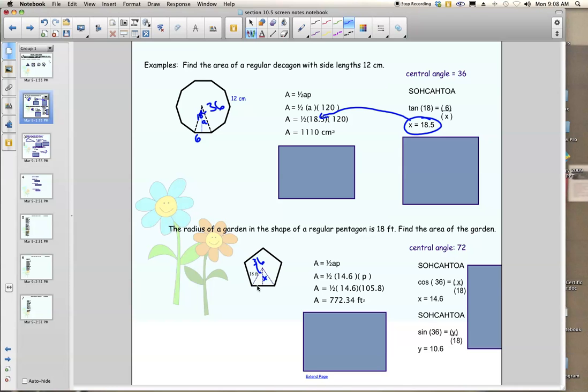I don't know what my side length is yet, but if I could find this value, then I would know what half of my side lengths are. So I would take the sine of 36 equals y over 18. And so I would take 18 times the sine of 36. That would give me that this side here is 10.6, which means that my entire side is 21.2. And so if I take 21.2 times 5, I get 105.8 for my perimeter. So I would take 1/2 times 14.6 times 105.8 to give me an area of 772.34 square feet.